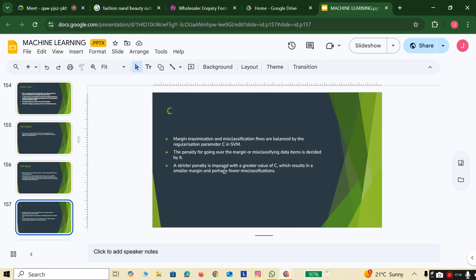But this is basically a margin maximization and misclassification fine. It is a parameter that tends to maximize margins. Remember we said that our main target is always to ensure that we have a very big margin. The parameter that can help us do that is the C. When you look at the formula for this, it's a very long formula which will take you years to understand. I don't understand it very well myself, but I have it in my notes.